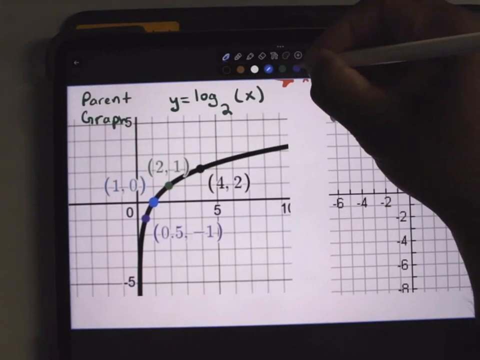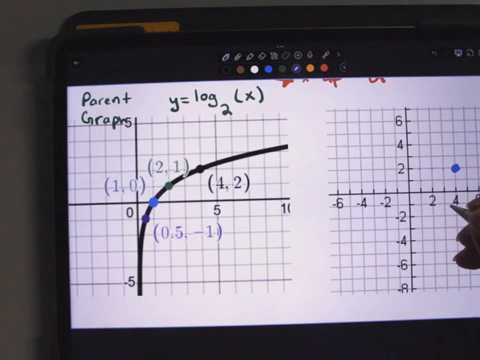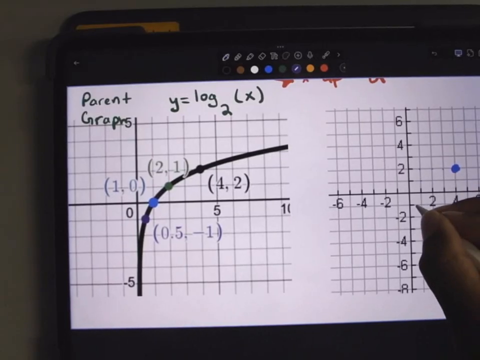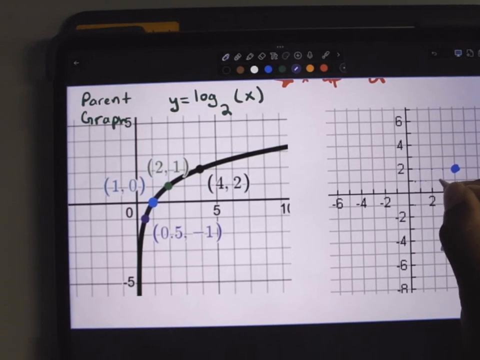I'll look at the purple point on mine. The purple point is in between 0 and 1. It's 0.5, and it's -1. So I'm going to take that point. I'm going to go up 2. And I'm going to go right 1, 2, 3.